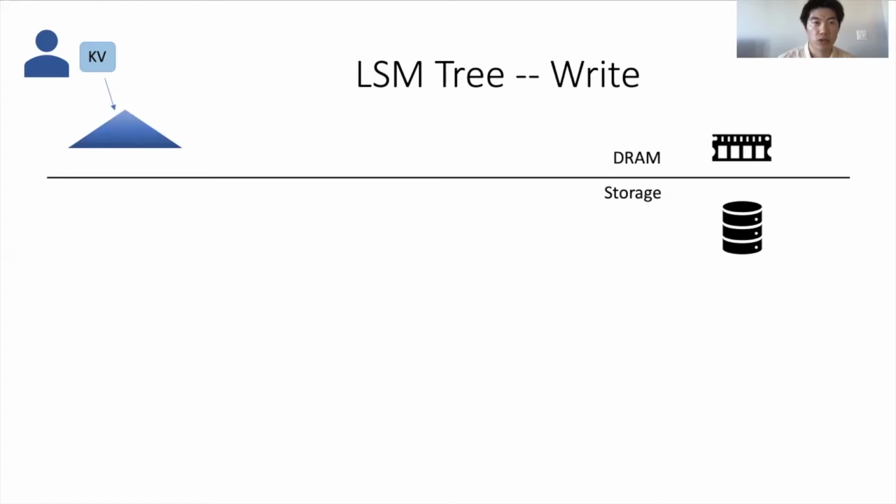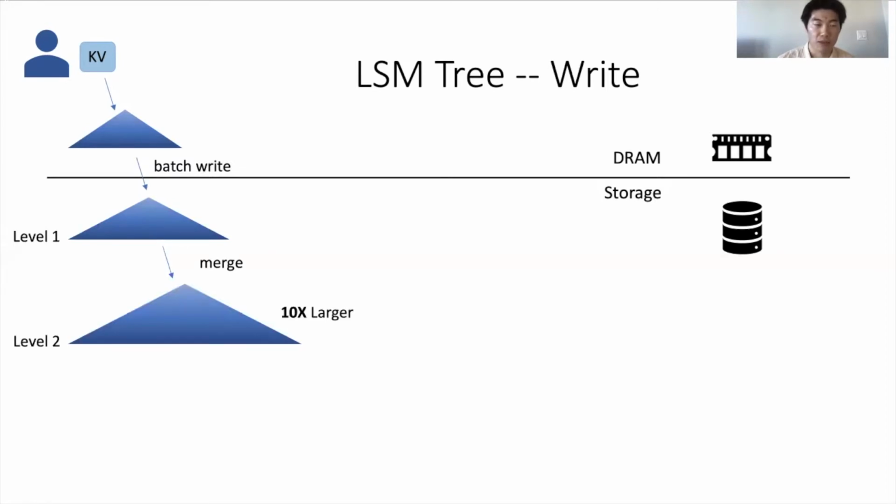Once the limit reaches the maximum predefined value, all the inserted key and value pairs will be written in a batch into the storage as a level 1 storage component. And the storage component also has its size limit. Once the level 1 component has reached its size limit, it will be merged into the next level, which is level 2. And level 2 will be 10 times larger.